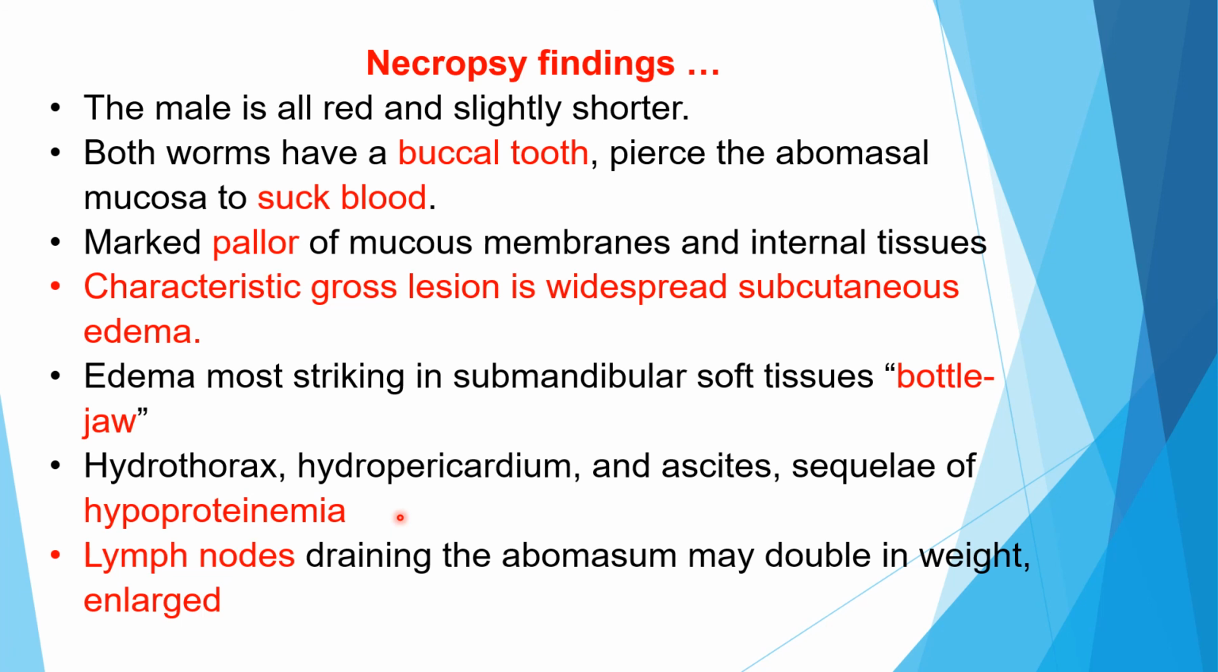Another characteristic: the lymph nodes which drain the abomasum are enlarged and double in weight because there is pathology and inflammation in the abomasum. These are the characteristics. Here I have mentioned only the gross lesions, not the microscopic, which are very important when you perform the postmortem. The diagnosis is not hard at all, it is very easy.